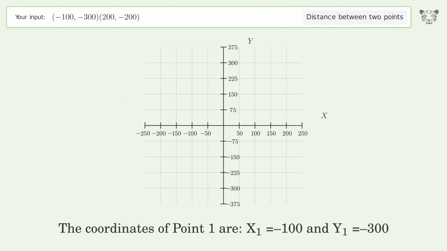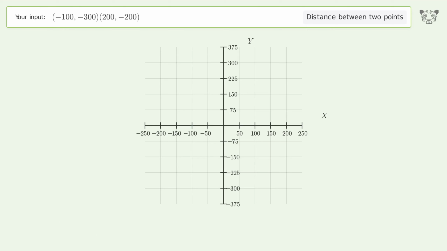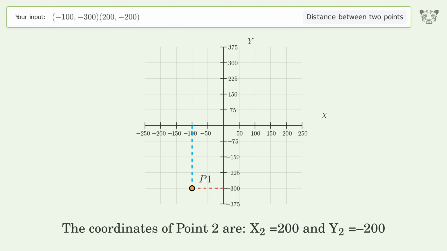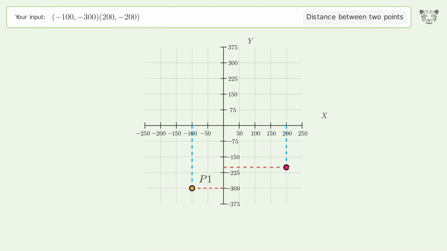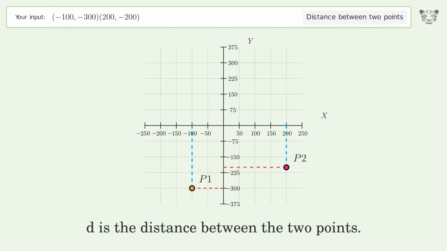The coordinates of point 1 are, x1 equals -100 and y1 equals -300. The coordinates of point 2 are, x2 equals 200 and y2 equals -200. D is the distance between the 2 points.